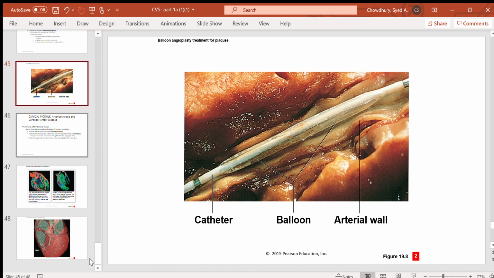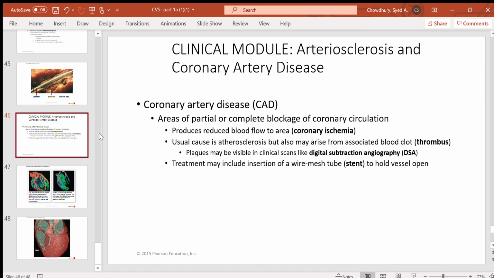Ballooning: if the coronary artery gets narrow, you insert a tube. Usually we insert it through the femoral artery and go all the way through the aorta to the coronary artery. You remember, the coronary artery arises from the aorta, right? And then dilate that area of the coronary artery, that is called ballooning, and a stent is another way to do that.